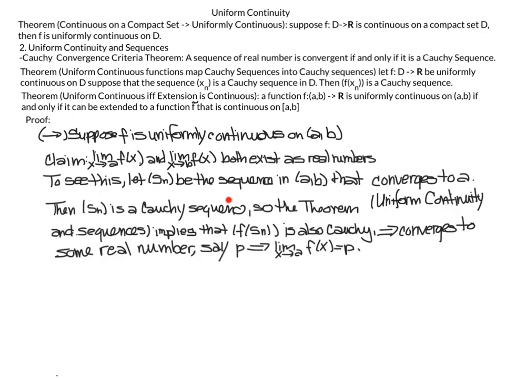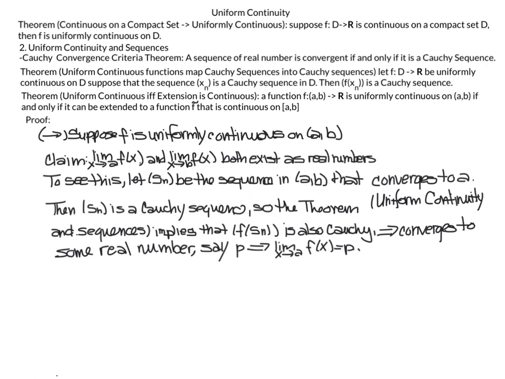Then Sn is a Cauchy sequence, because of the Cauchy Convergence Criterion: a sequence of real numbers is convergent if and only if it's a Cauchy sequence. So if Sn converges to a, that means Sn is a Cauchy sequence. So the uniform continuity and sequences theorem, which is here, implies that f of Sn is also a Cauchy sequence.